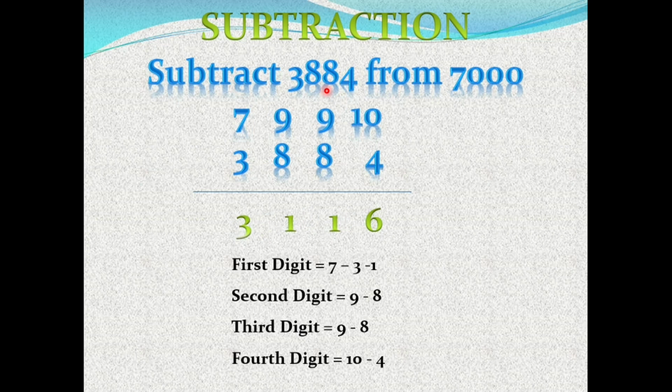And the other one, here also the count of the digits in both the numbers is the same, and I have to subtract 3884 from 7000. What I should do is, the first digit is 7 minus 3 minus 1. 7 minus 3 is 4, 4 minus 1 is 3, the first digit. 9 minus 8 is 1, 9 minus 8 is 1, and 10 minus 4 is 6. This is the result I got.